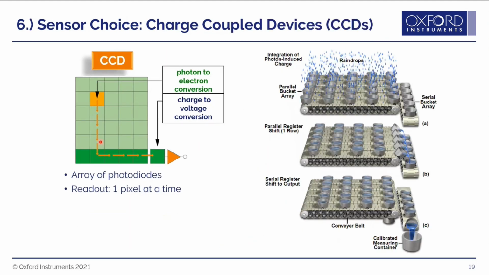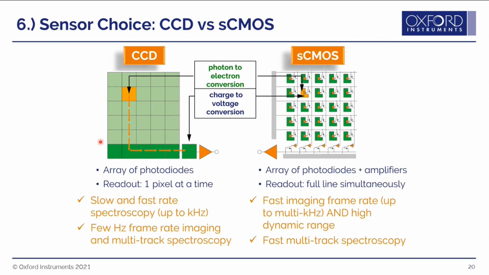So in short, with a CCD, it's relatively slow, but because you can bin whole rows together, you can get very quick rates for spectroscopy. You can also deep cool it to very low temperatures. So for spectroscopy applications, CCDs can be quite a good choice because you can get good multi-track spectroscopy frame rates. You can also do imaging, but just at a few hertz frame rate, which may be fine for some applications.